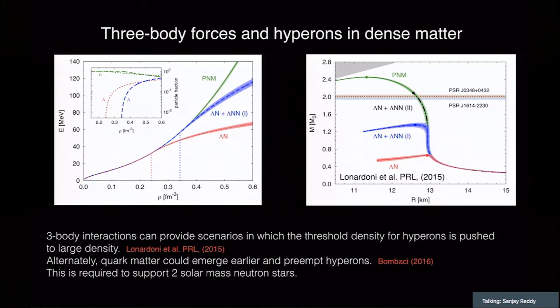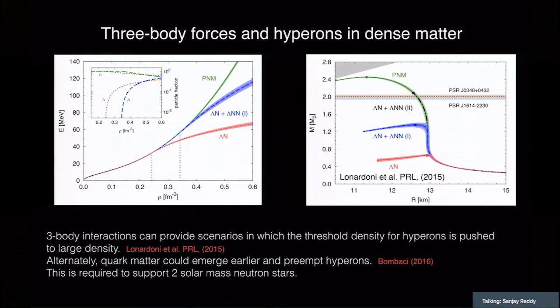A third model is one in which you have a very strong three-body force that is basically put in by hand to try and make hyperons appear at very, very high density so that the two solar mass constraint is still obeyed. So the maximum mass can be made larger than two solar masses by cooking up an interaction that is very repulsive so that lambdas don't appear.